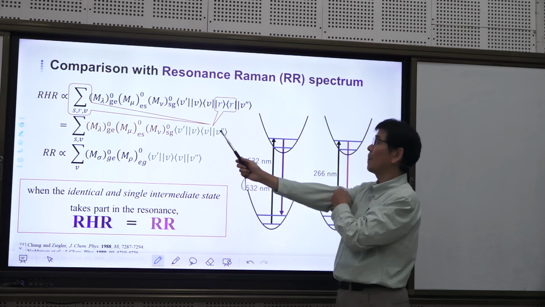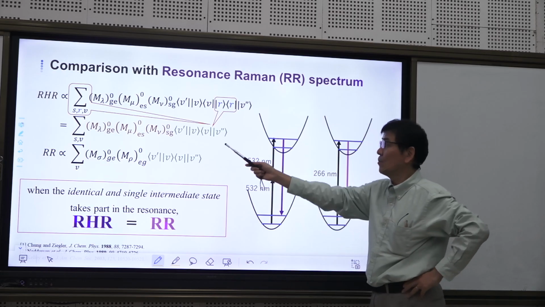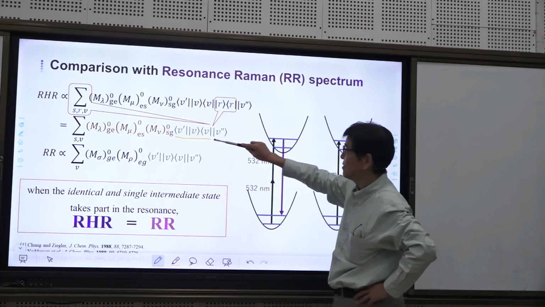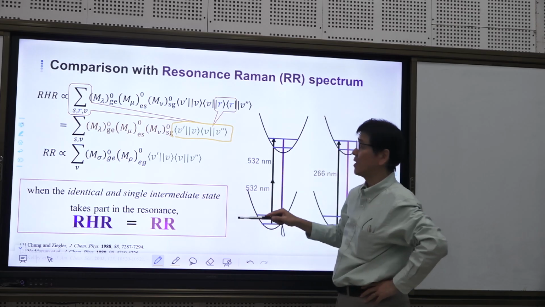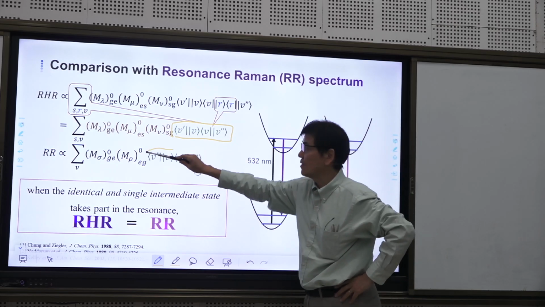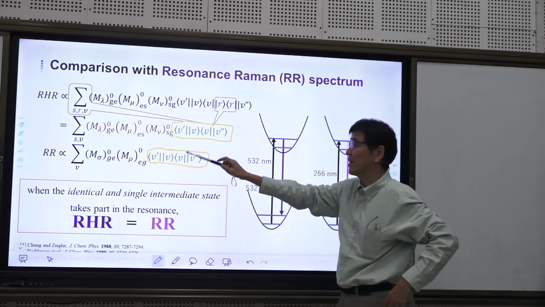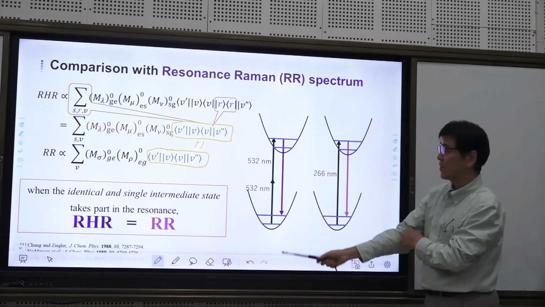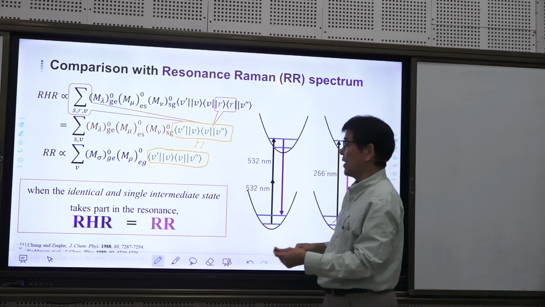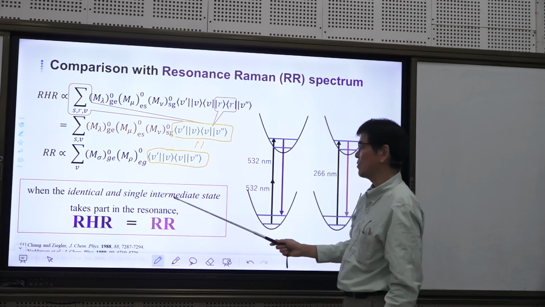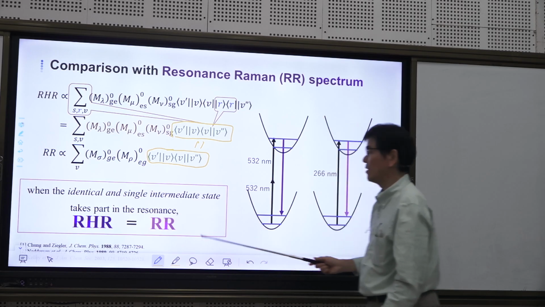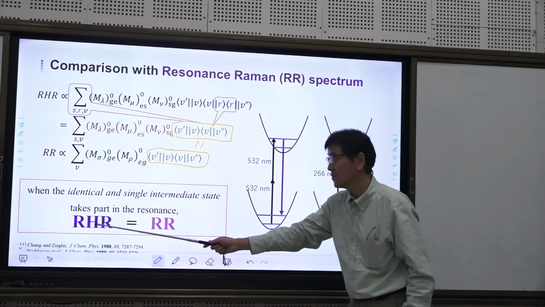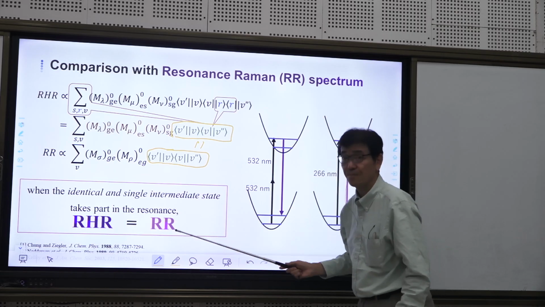Then the overlap integral of the resonance hyper-Raman process becomes this term, and we see it is exactly the same as the resonance Raman term. So in summary, when an identical and single intermediate state takes part in the resonance, then in such a case, the resonance hyper-Raman spectrum is exactly the same as the resonance Raman spectrum.